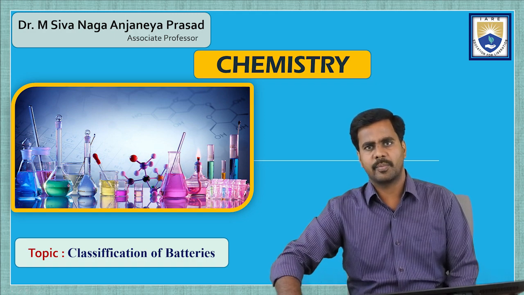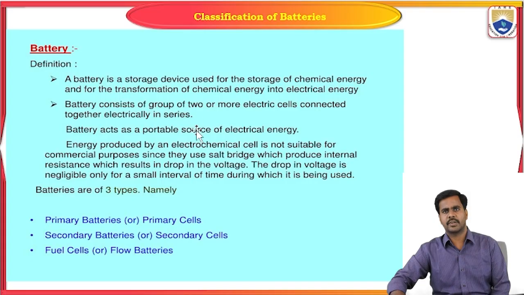Today, I'm going to discuss types of batteries, or the classification of batteries. Before going to the classification of battery, first we have to know what a battery is. It is a storage device used for the storage of chemical energy and for the transformation of chemical energy into electrical energy. Usually a series of cells joined together forms a battery that can store energy as well as convert chemical energy into electrical energy.